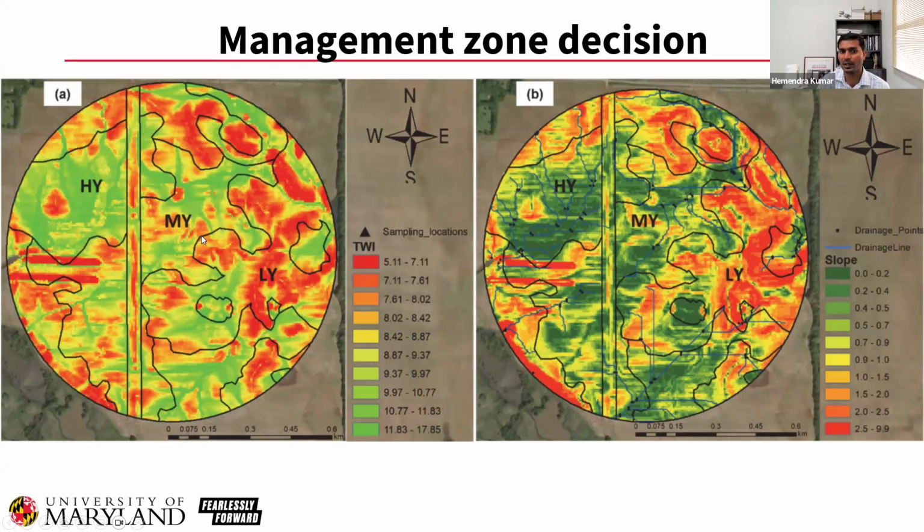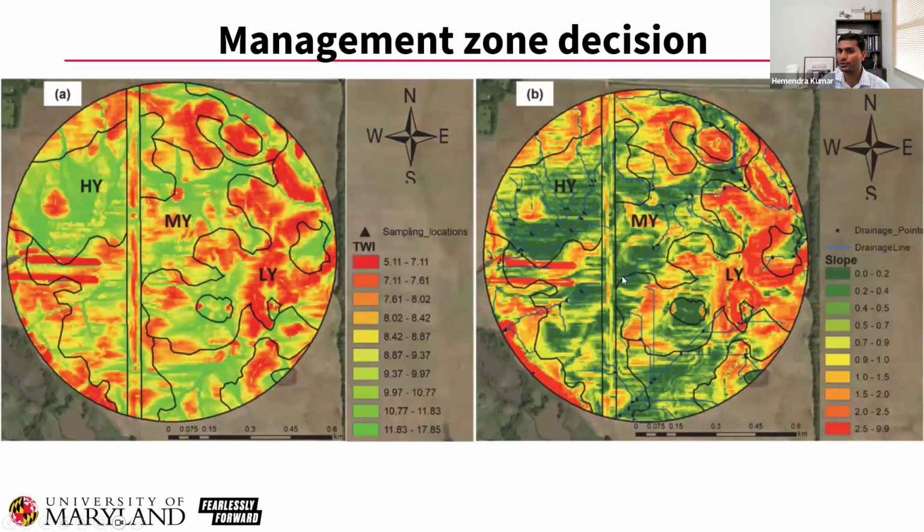So we have HY, MY, LY, indicating high yield, medium yield, and low yield. Why is that? This is coming from the yield data. This farmer was facing 10 years of corn yield loss in this part of the field, the LY. So we call it LY because it was the least crop production happening in this area of the field, versus HY, which is the high production area.